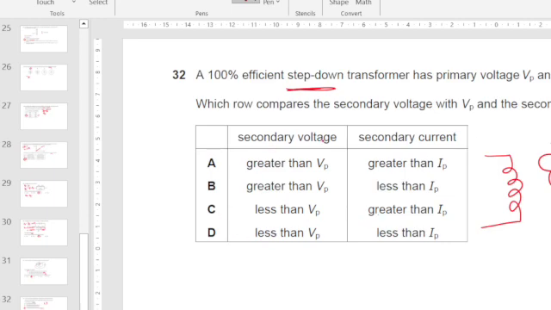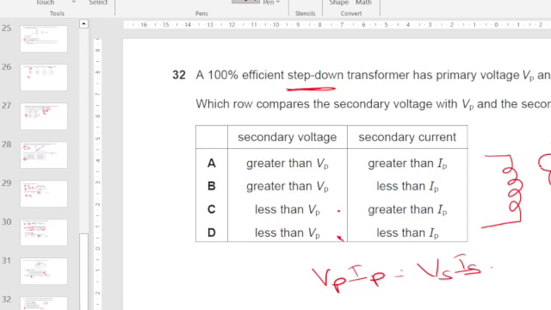So secondary voltage, it's a step down transformer. Secondary voltage should be down, like it should be less. And we know that in a transformer, power input VPIP should be equal to VSIS. The power remains constant. Input power will be equal to output power. Yes. Power remains constant in a transformer.